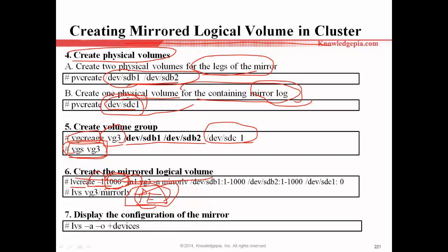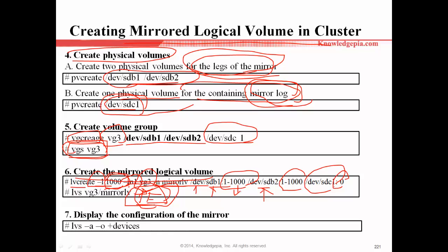And after that, -m1, I explained this one too. It copies to one other device, and the volume group here, and the name here, the mirrored logical volume. Now I already told you, sdb1 and sdb2 will be used for the legs of the mirror. So this one, for example, is the original data. This one is the backup data, the backup disk like this. So sdc1 will be used only to save the mirroring log. So in this case, this kind of 1 to 1000, 1 to 1000, and 0.